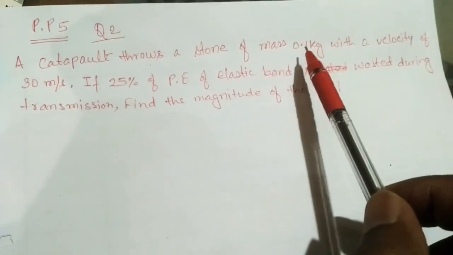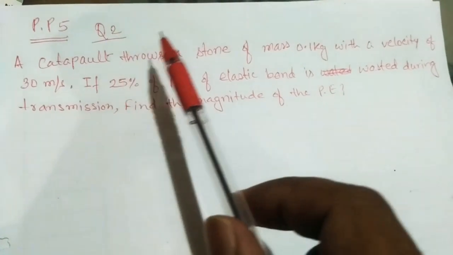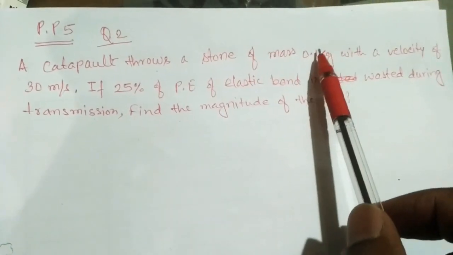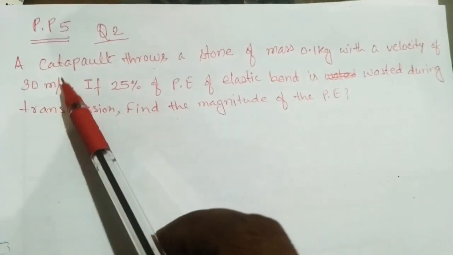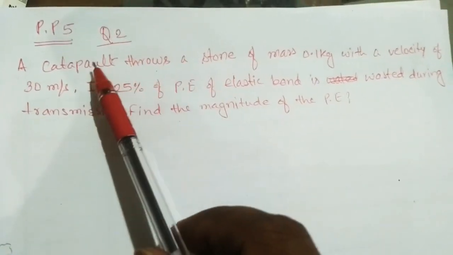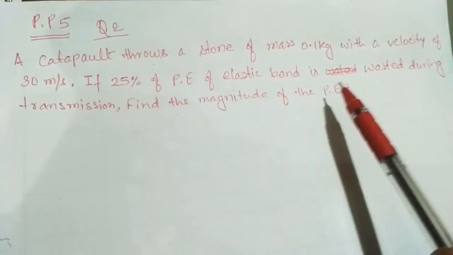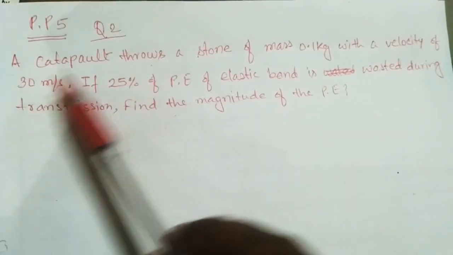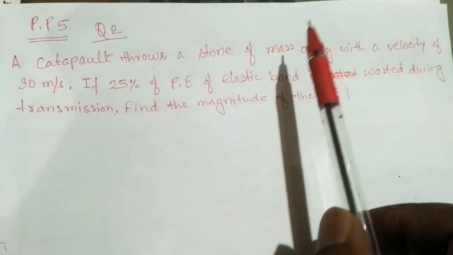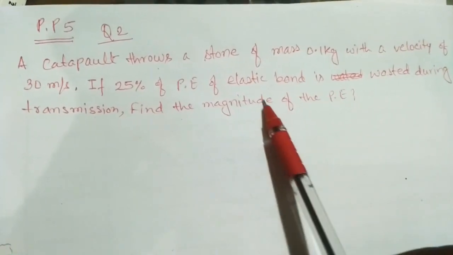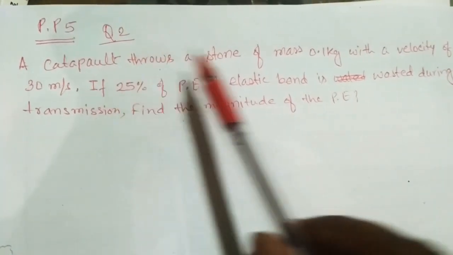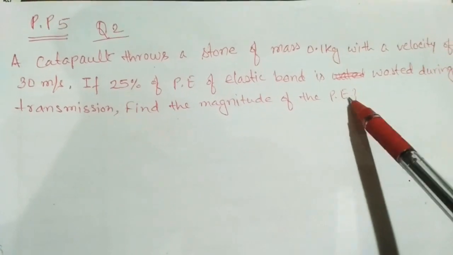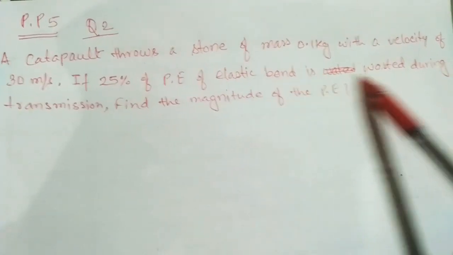See here, the stone is having the kinetic energy. The mass is given, the velocity is given, so you can calculate the kinetic energy of the stone thrown by the catapult. But the question is asking about the potential energy in the catapult, and we have only the energy in the stone, that is kinetic energy. So let the potential energy of the elastic band, or you can say catapult, be PE. And 25% of the energy is wasted.